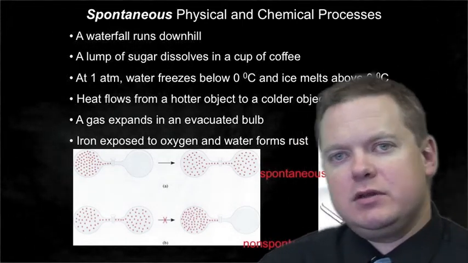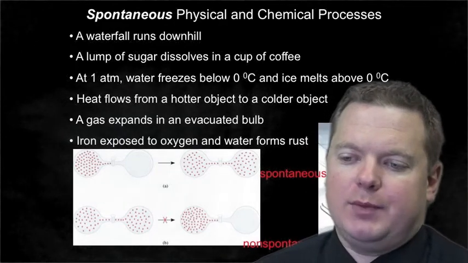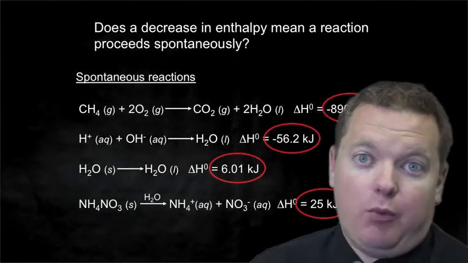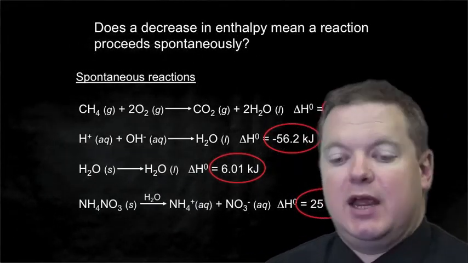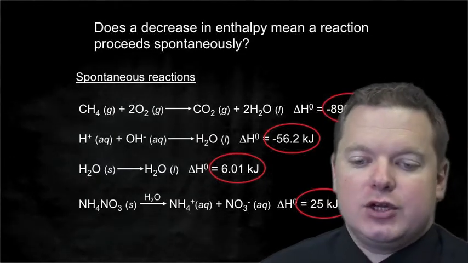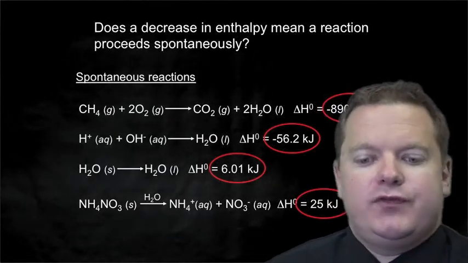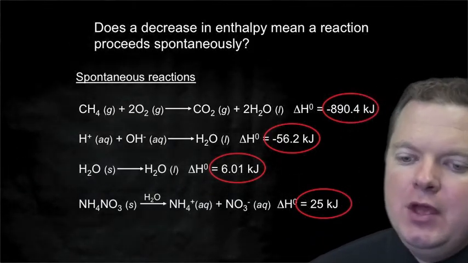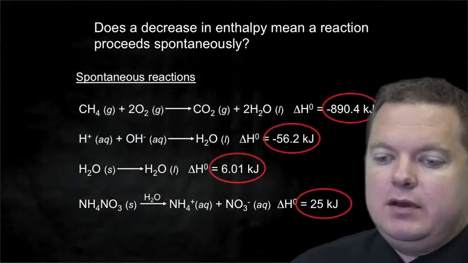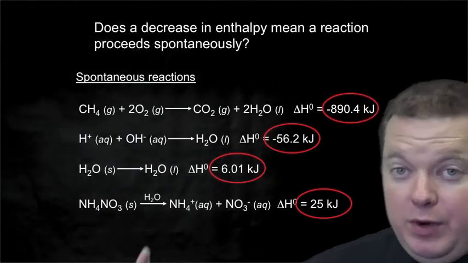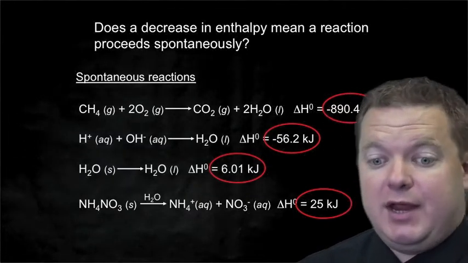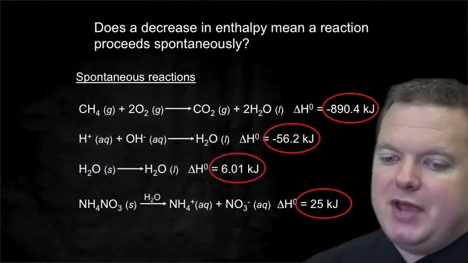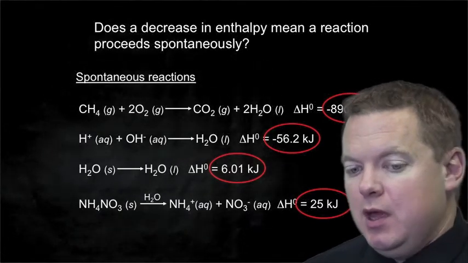Right? So let's talk a little bit about what this has to do with what we've talked about so far, this enthalpy. Does the enthalpy directly relate to whether a reaction is spontaneous or not? So here's a series of reactions, and notice that we're given their delta H values. For the combustion of methane, we get carbon dioxide and water, and a delta H of negative 890.4 kilojoules. When we combine H plus and OH minus, again a spontaneous reaction to form water, which we use when we balance redox reactions, you get a delta H of negative 56.2 kilojoules.